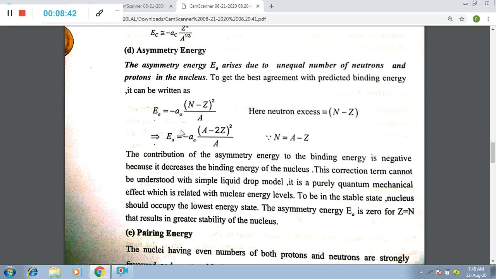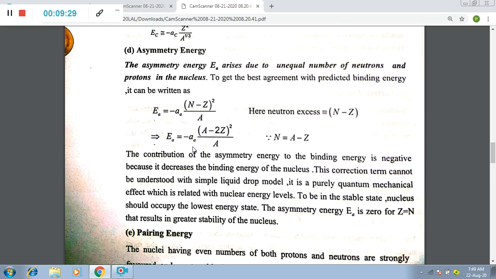The asymmetry energy Ea arises due to unequal number of neutrons and protons in the nucleus. To get the best agreement with predicted binding energy, it can be written as Ea equals minus Aa (N minus Z) whole square upon A. Here N minus Z represents the neutron excess, and this can also be written as Ea equals minus Aa (A minus 2Z) whole square upon A, because N equals A minus Z.